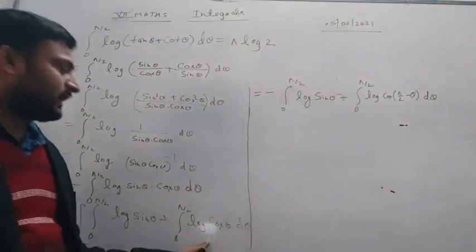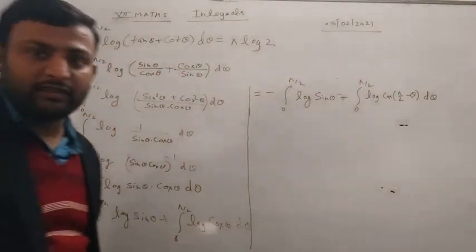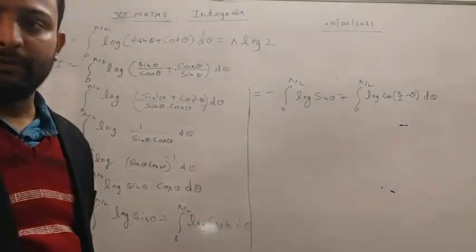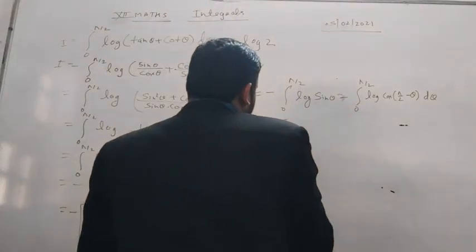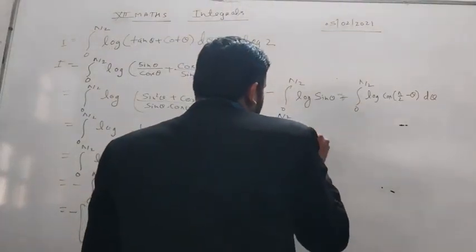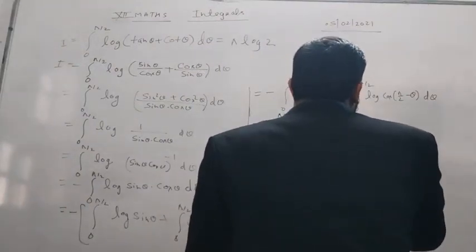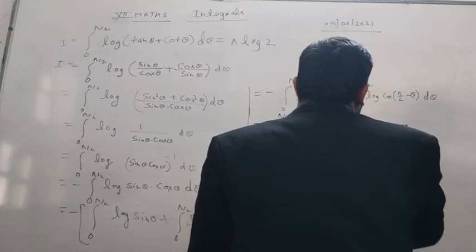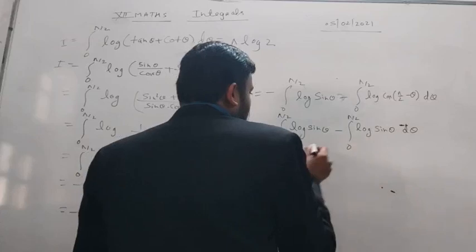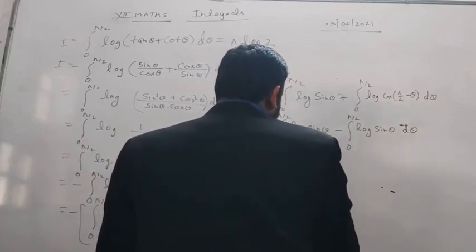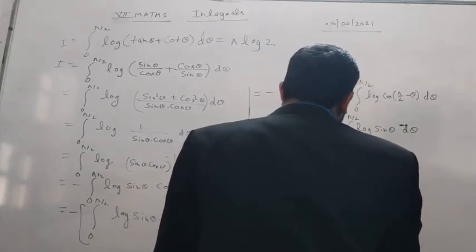This part, friends, we can write as the integral from 0 to pi by 2 of log cos (pi by 2 minus theta). We are applying the property: the integral from 0 to a of f(x) dx is equal to the integral from 0 to a of f(a minus x) dx. So minus the integral from 0 to pi by 2 of log sin theta, and minus log sin theta, this is the integral from 0 to pi by 2 d theta. Okay friends, so this is minus 2 times the integral from 0 to pi by 2 of log sin theta d theta.